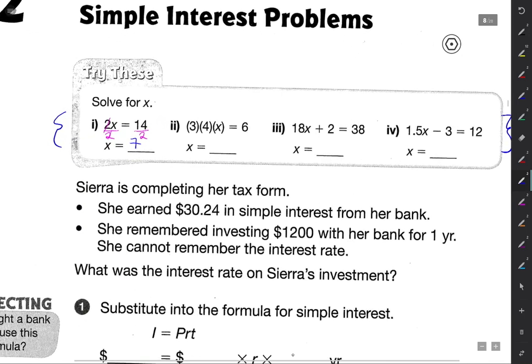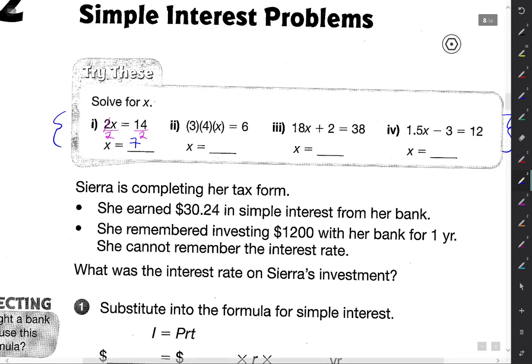So again, we can do the same thing with the next one, except now we have two things multiplying the x. So what I would do is multiply these two things together. So I would do 3 times 4 is 12, and then I would divide both sides of the equal sign by 12, which would cancel this out, and then we would be left with x is equal to 6 divided by 12 is 0.5.